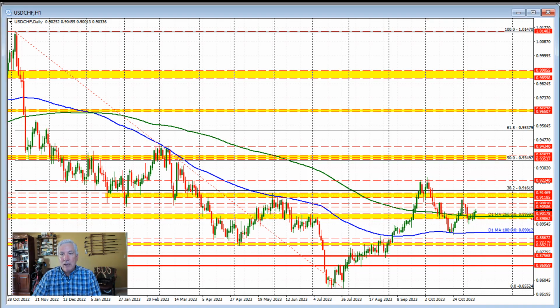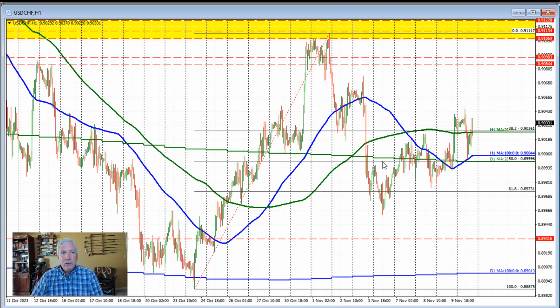Now let's take a look at the hourly chart. And if we look at the hourly chart, here's the overlay of that 200-day moving average in the middle. As you can see, the price has moved above and below it in trading here this week. On the dip today, we came down to it and found support buyers. We also found support buyers near the 100-hour moving average. That's the blue line in this chart.